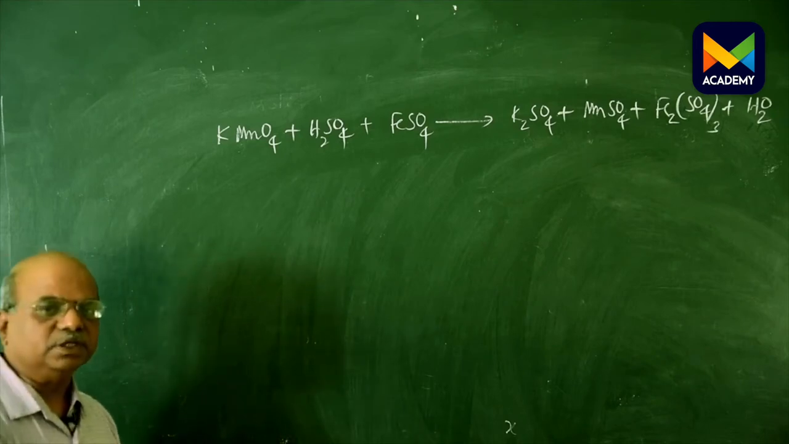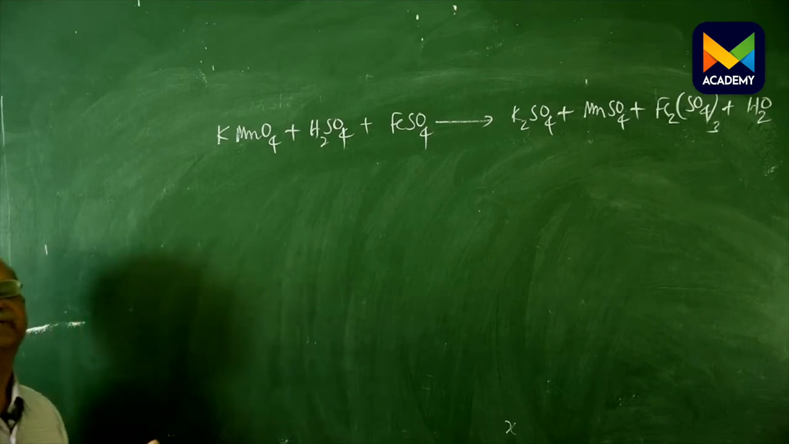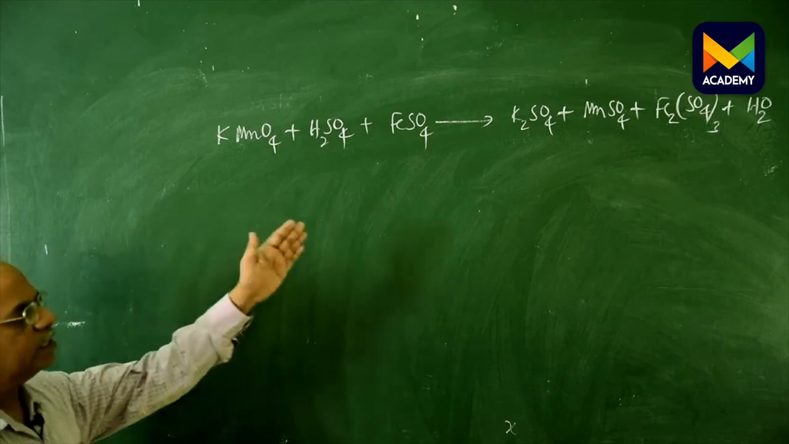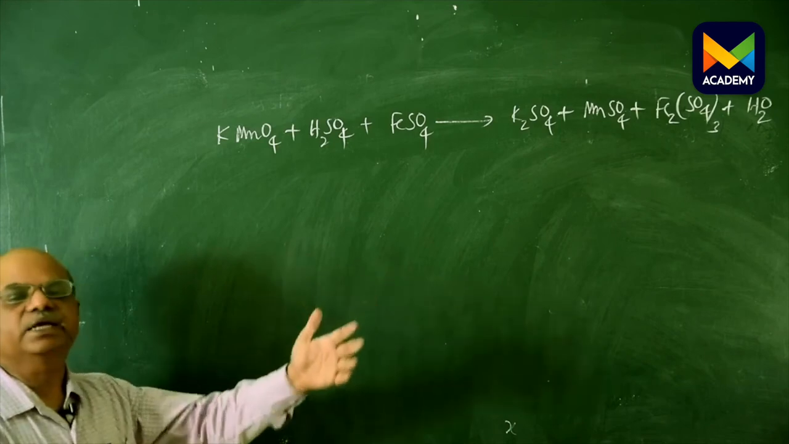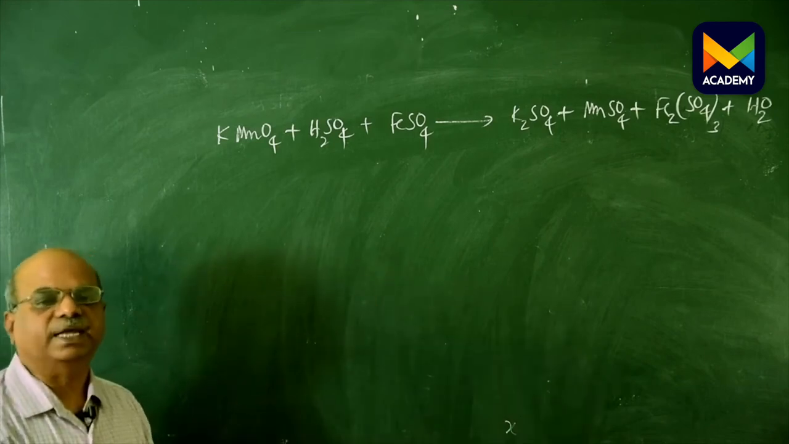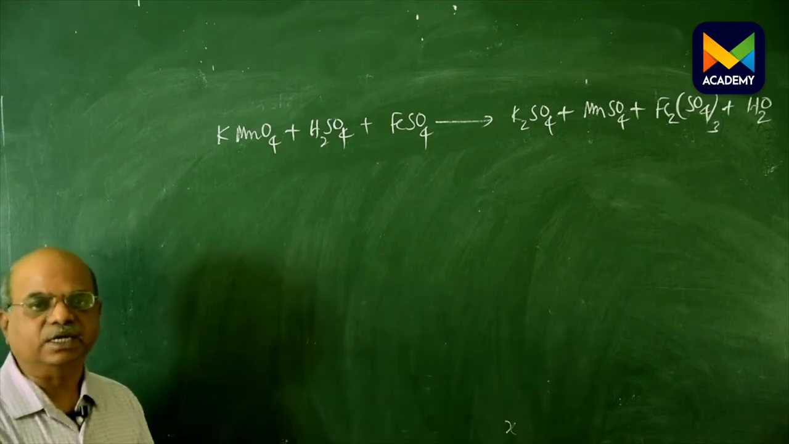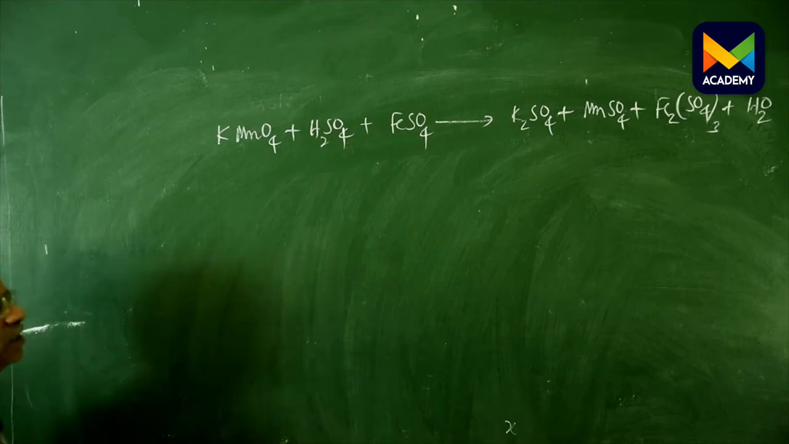Moreover, the oxidation number method is useful to balance any kind of redox reaction, maybe a molecular equation like this or even an ionic equation also. I will take an ionic equation after this one also. Let us see how to balance such ionic equations as well using the oxidation number method.